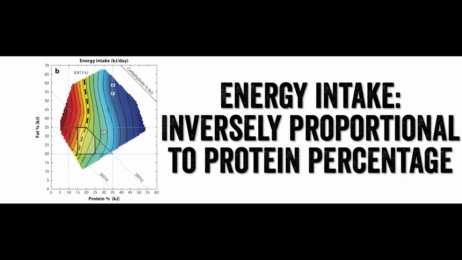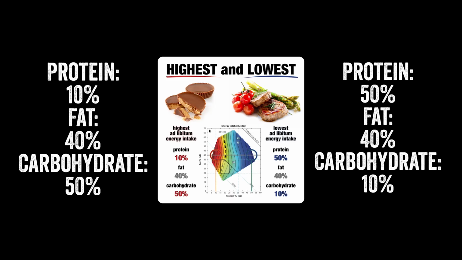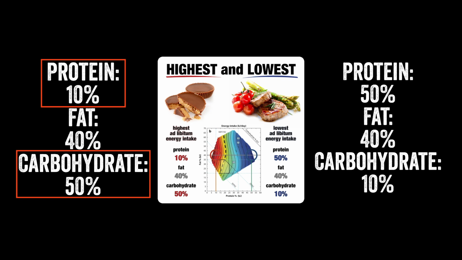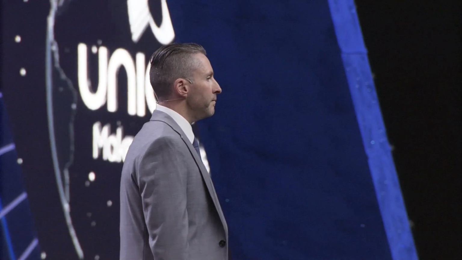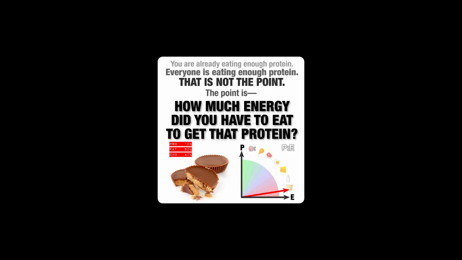When you graph out protein percentage on an energy intake heat map, like Raubenheimer and Simpson did, protein is on the x-axis here, protein percentage. The higher your protein percentage, the less energy you eat, and the lower your protein percentage, the more energy you eat. They found the very highest energy intakes at a low protein of 10% and a high carbohydrate of 50%. And they saw the very lowest energy intakes at a high protein intake of 50% and a low carbohydrate intake of 10%. So everyone's eating enough protein to be alive. We know we're eating enough protein to be alive. But the question is, how much energy did you have to eat to get that protein?